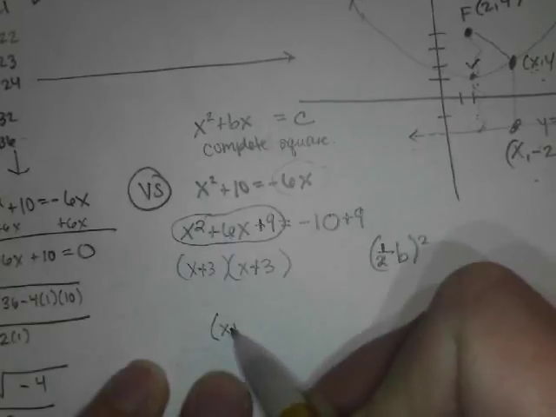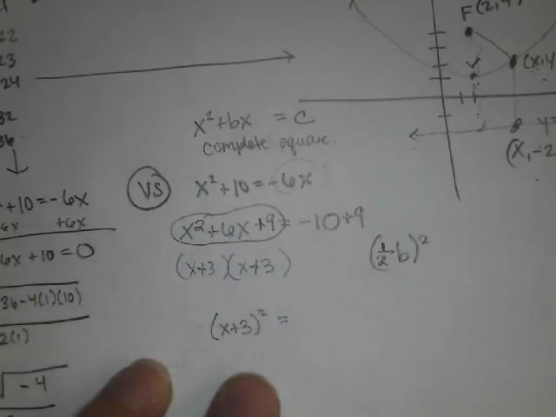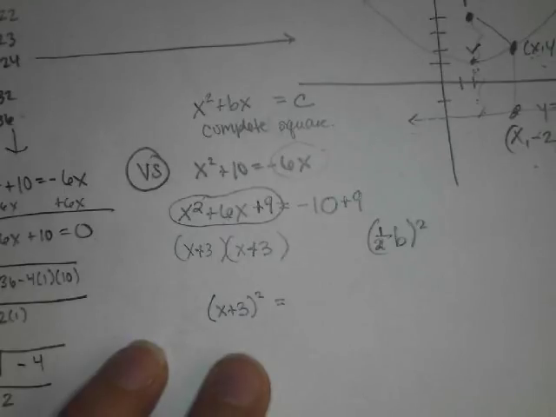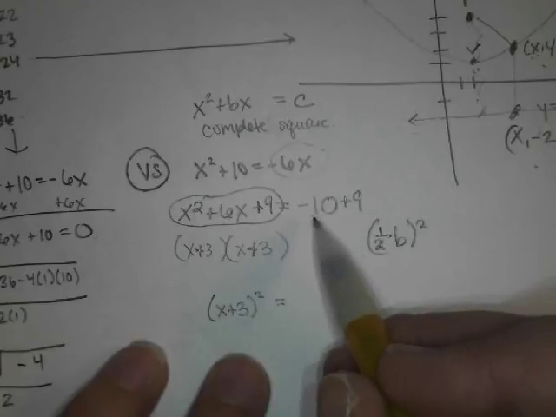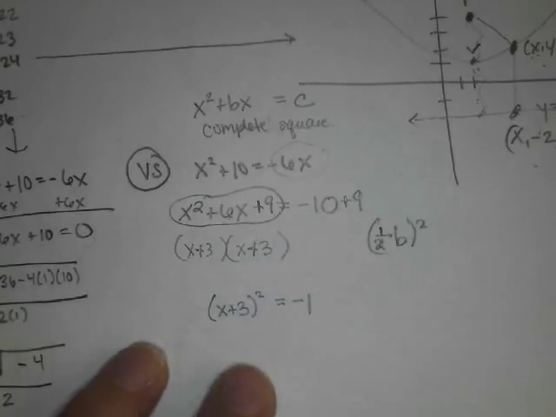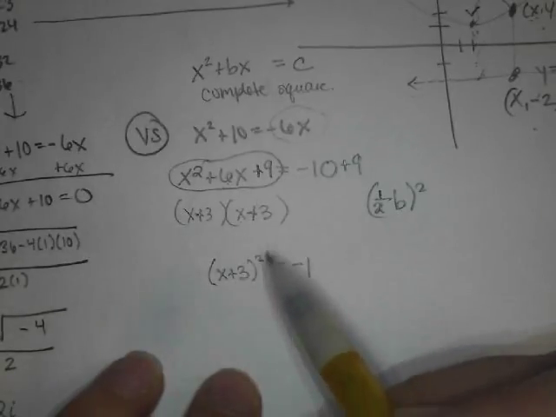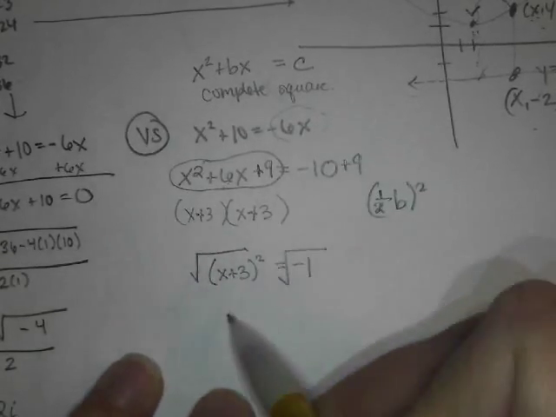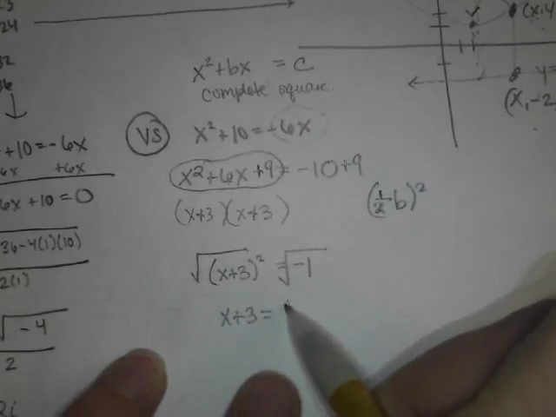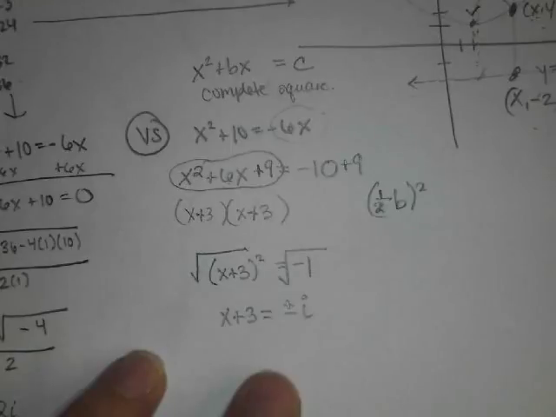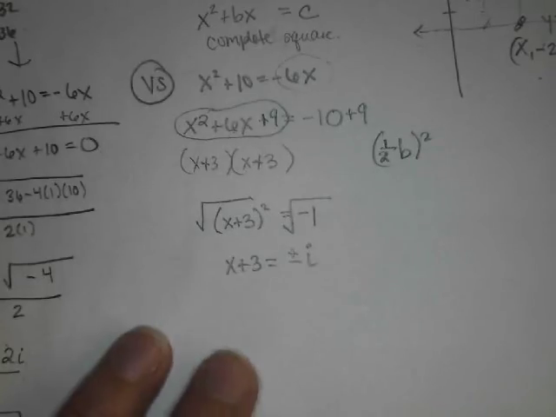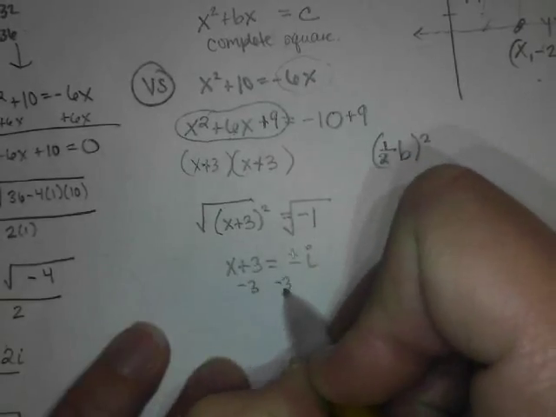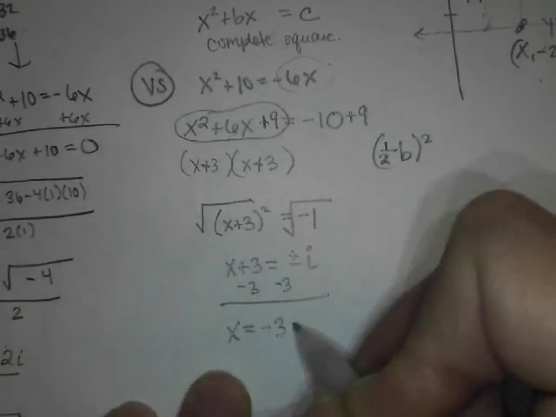So negative 10 plus 9 is negative 1. And now that you've got this written as something squared, we take the square root of both sides, and we get x plus 3 equals plus or minus i. We took the square root of both sides, so we need a plus or minus. And square root of negative 1 is i. Then we would subtract 3 from both sides, and we get x equals negative 3 plus or minus i. So the problem was to show that you can solve them in both ways, okay?